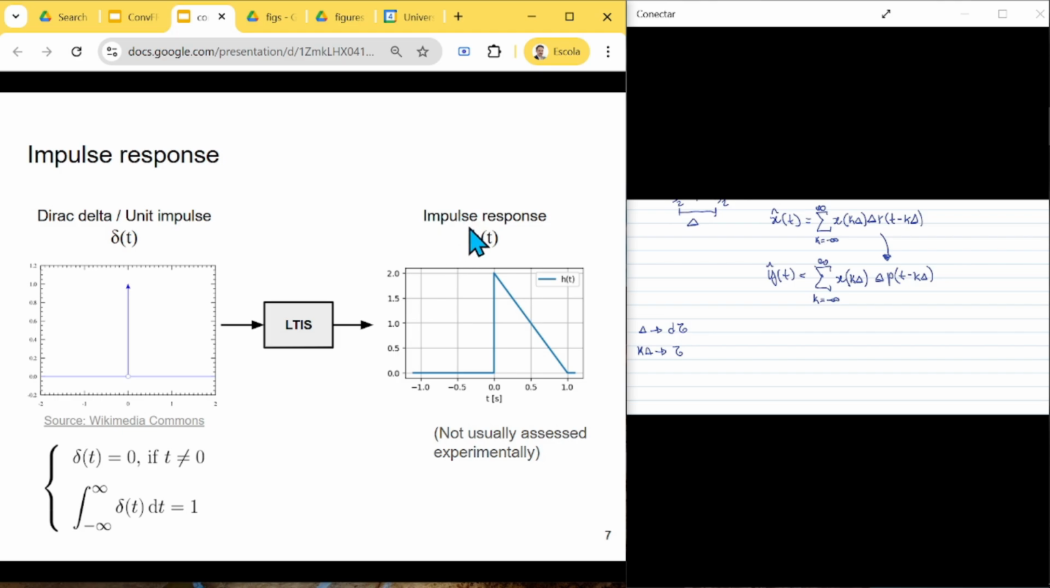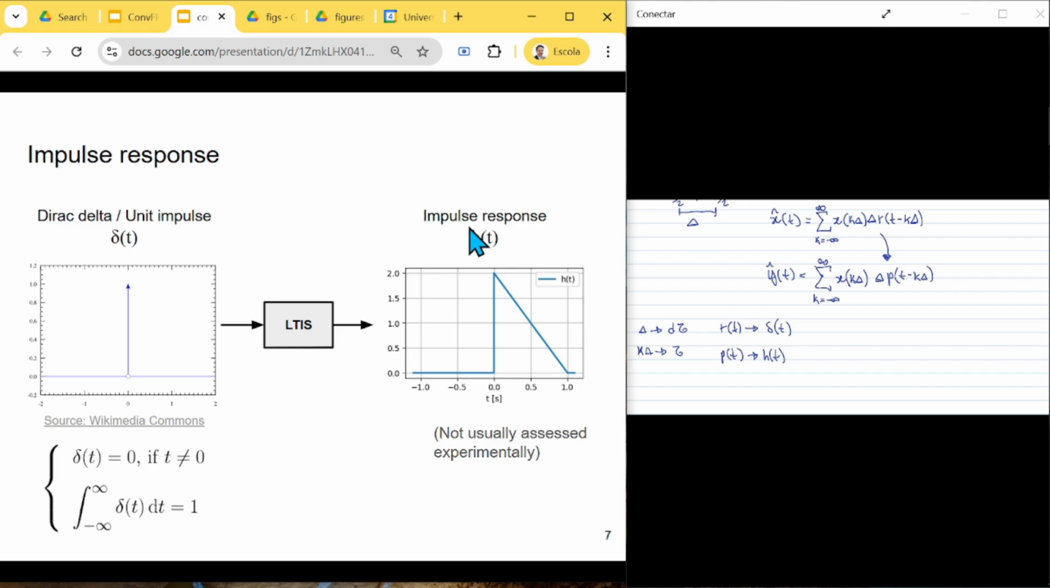So r of t becomes the Dirac delta, and p of t, which is the response of the system to r of t, becomes the impulse response.